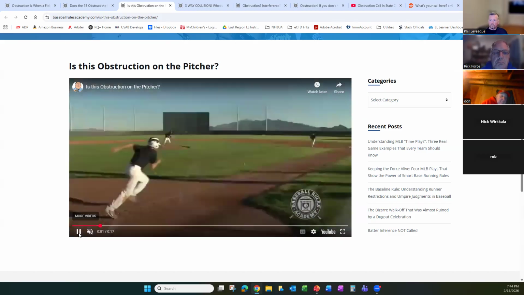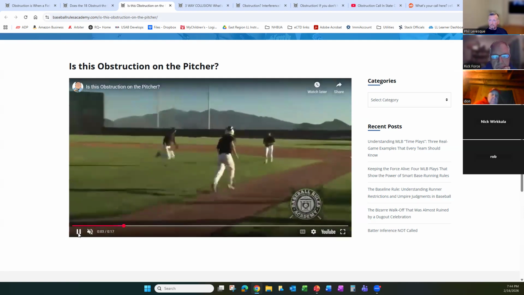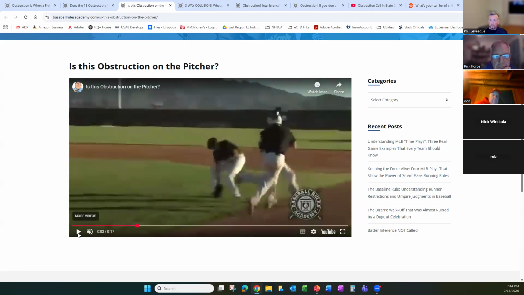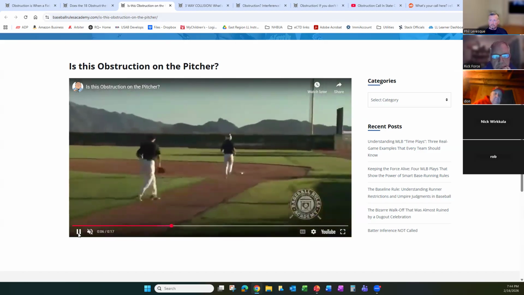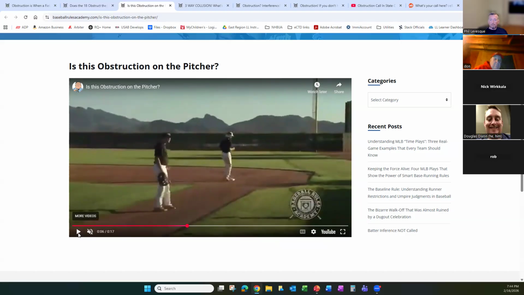We'll start this one again. Is this obstruction on the pitcher? So we have a ground ball hit down the first base line. We've got two fielders who could potentially field it. We have a pitcher who overruns the ball, runs into the baseline, and makes contact with the batter runner going to first base. What do we think? Do we have obstruction on this play? No. Yes. No. Why not?